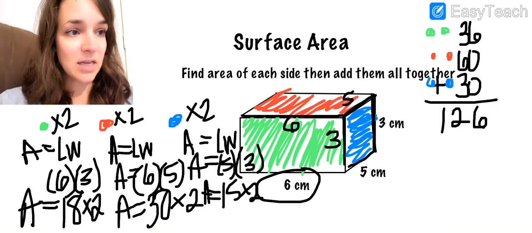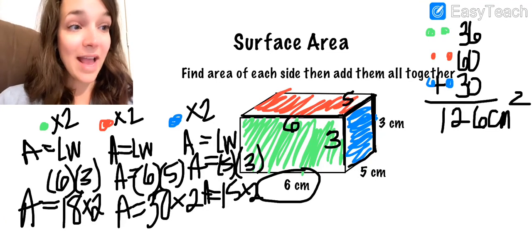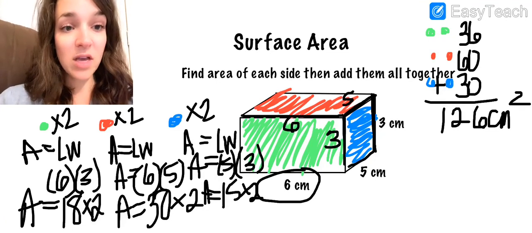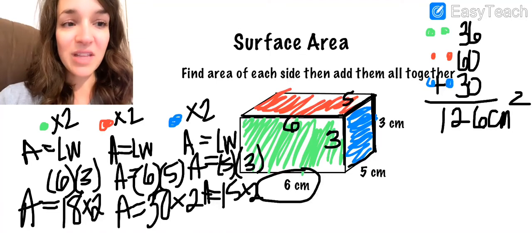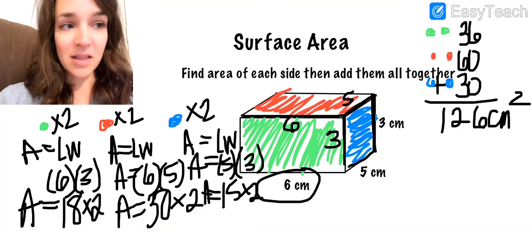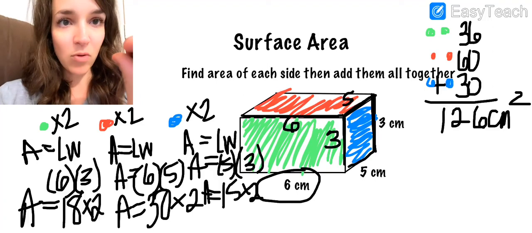126 centimeters squared. Because remember, area is always squared. Okay? So rewind real quick, recap. All you're doing is finding the area of each side and then adding them all together. Okay? Let's see if we can find another example.